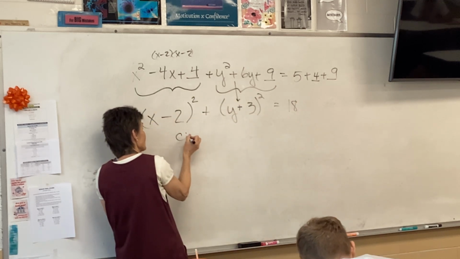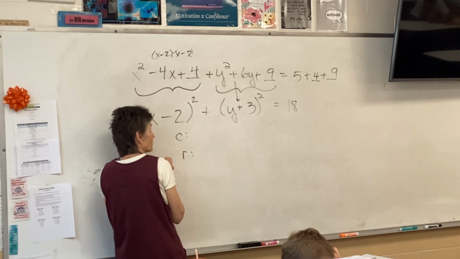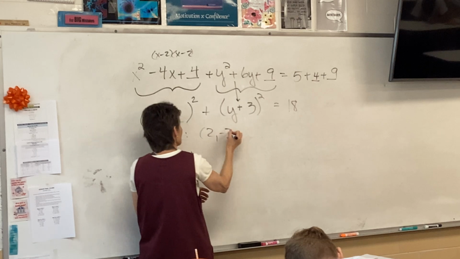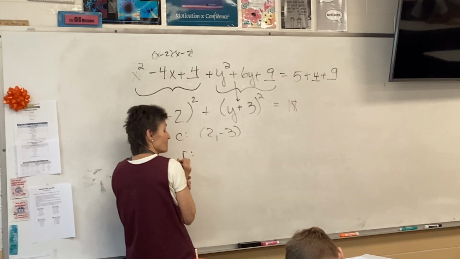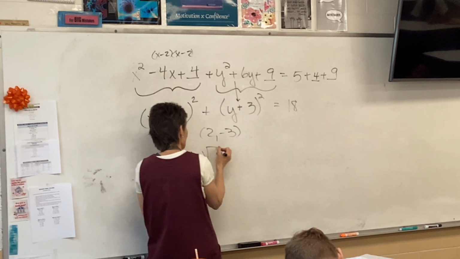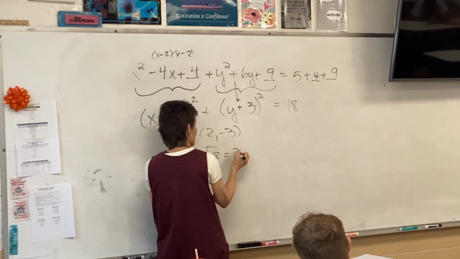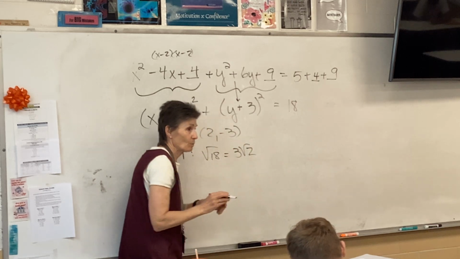Now, can you tell me the center and the radius? What's the center? 2, -3. And what's the radius? Square root of 18, which that one does reduce. So 3 radical 2.